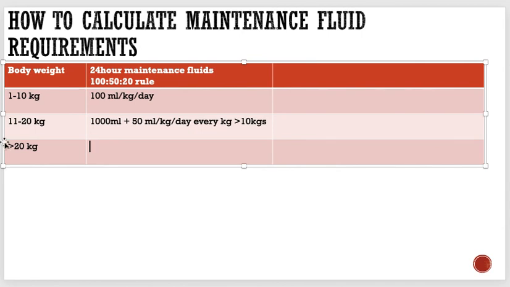So any child who's more than 20 kilograms, guys, for the first 20 kilograms, how much do they need? 1500 ml, right? Plus, you will add, by the 100, 50, 20 rule, 20 milliliters per kilogram per day for every kg more than 20 kilograms. Very easy formula, very easy to remember, and if you can remember this, you can remember the maintenance fluid requirement, right?